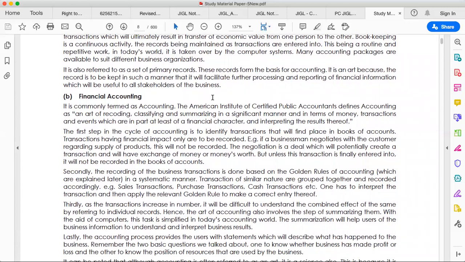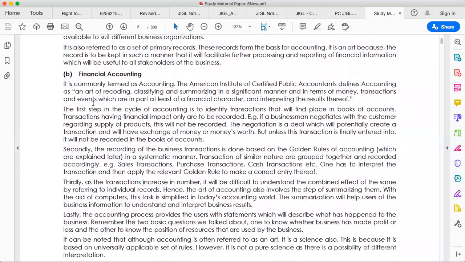Then what is financial accounting? The definition of financial accounting is given by the American Institute of CPAs, Certified Public Accountants. It's generally called a CPA. Like we have chartered accountants in India, they have certified public accountants in the US.